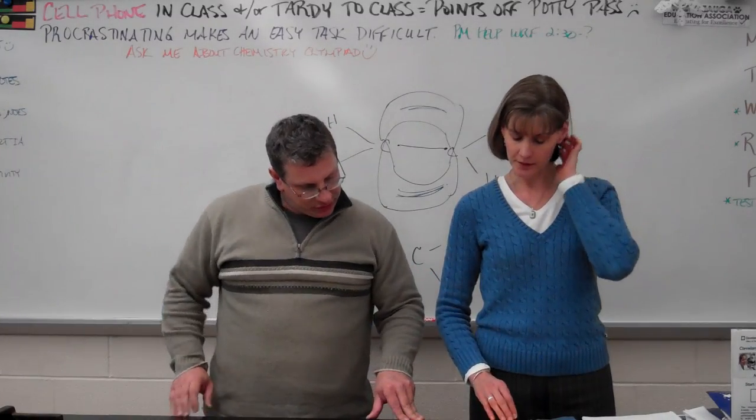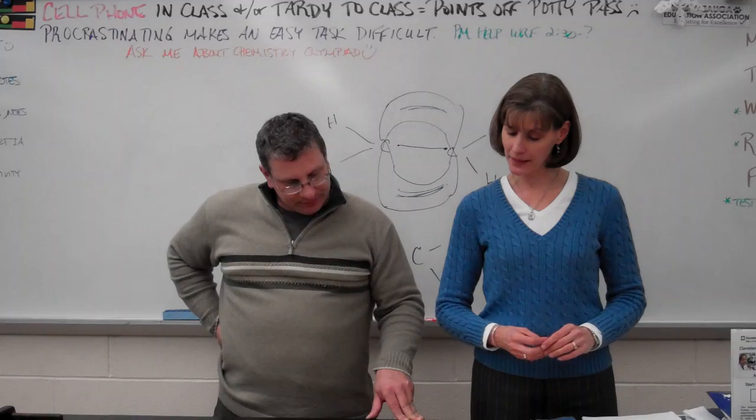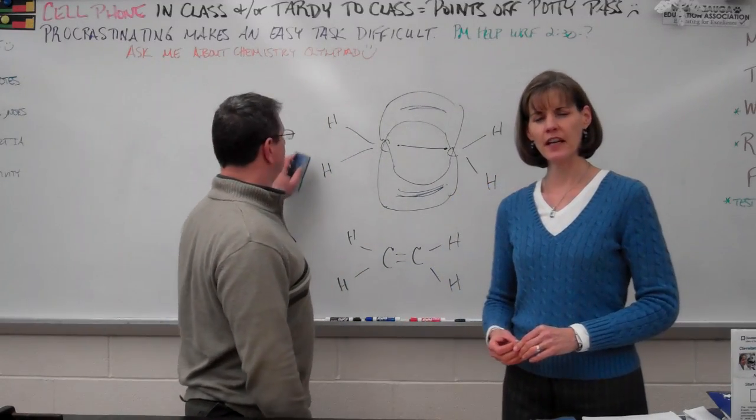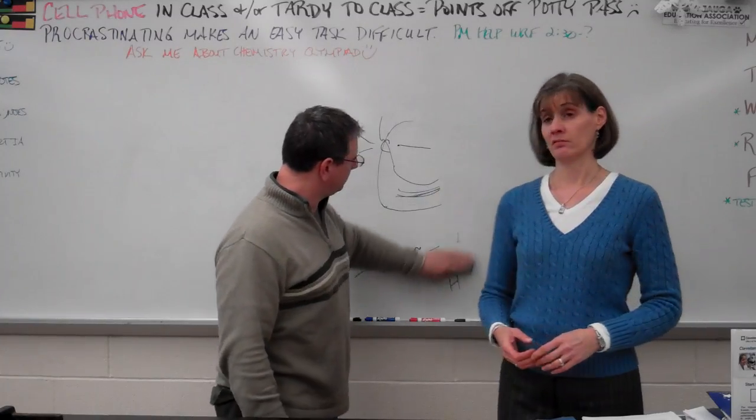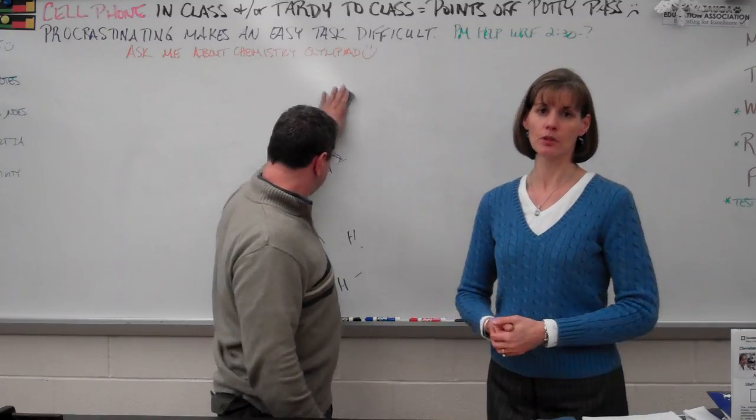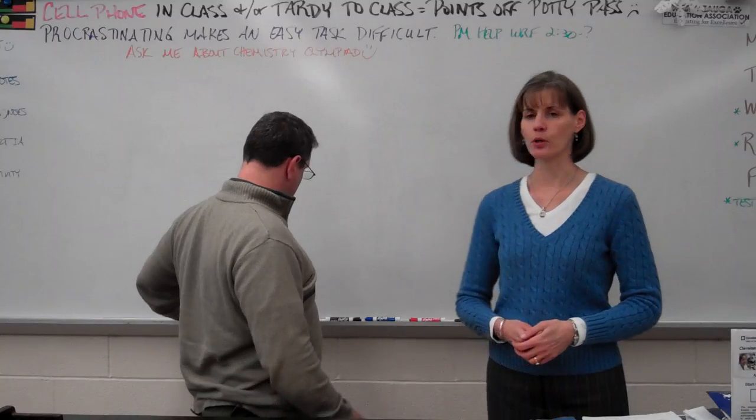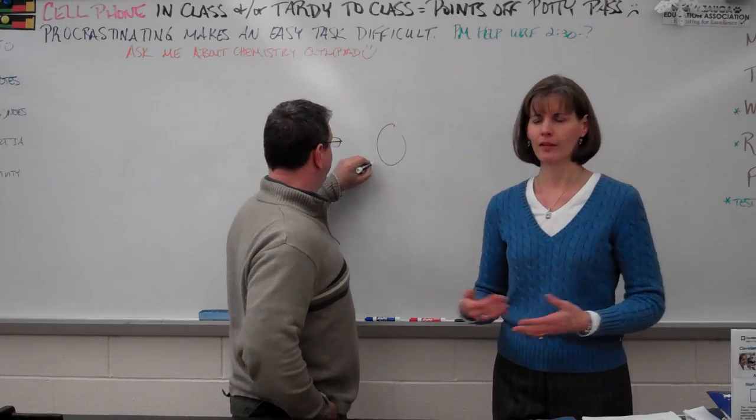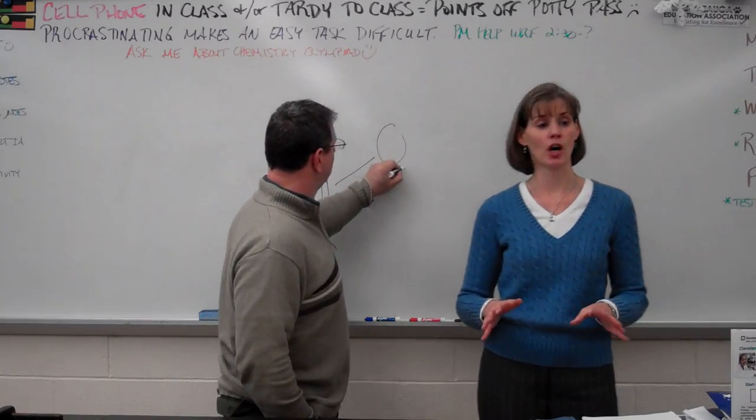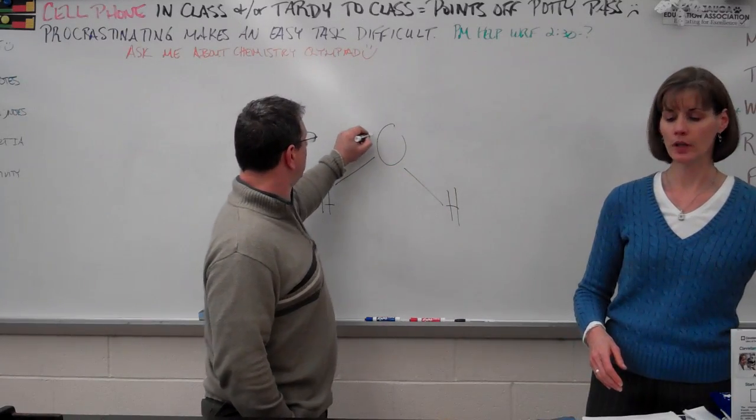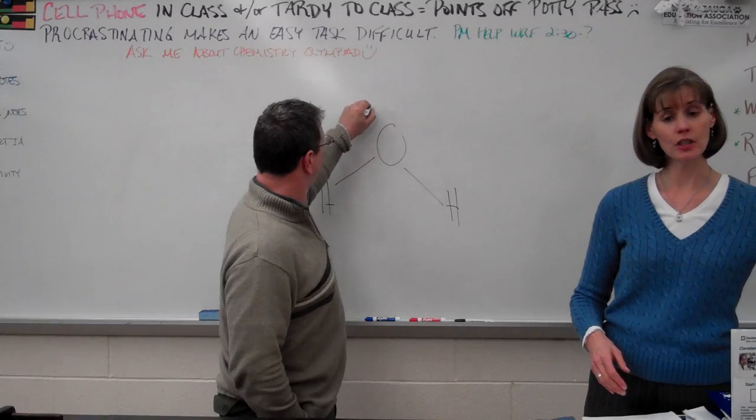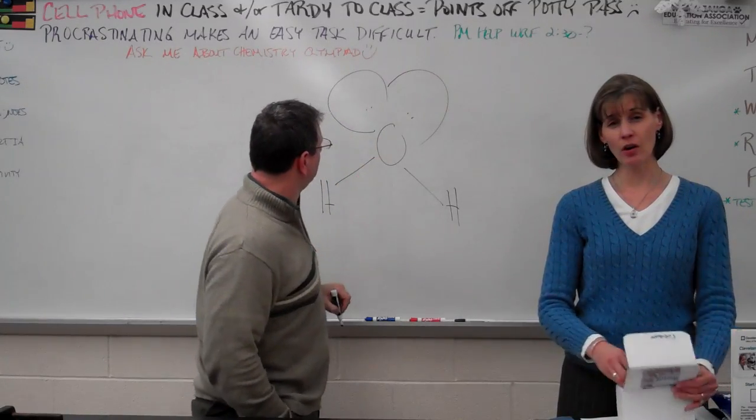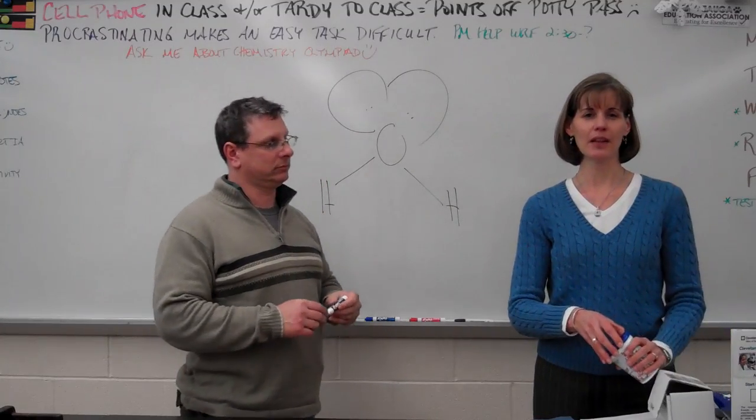Alrighty, 16. Why bent molecules form according to VSEPR. Well, it's why any shaped molecule really forms according to VSEPR. But let's draw our water. And we know that oxygen has 2 unshared pairs. And the unshared pairs, they take up a lot of space.